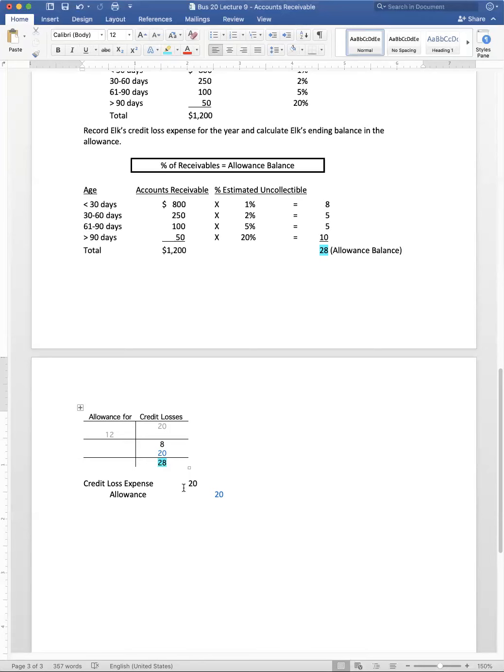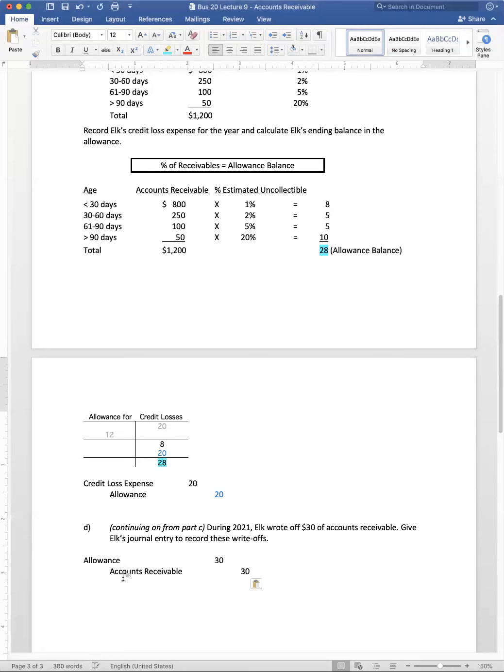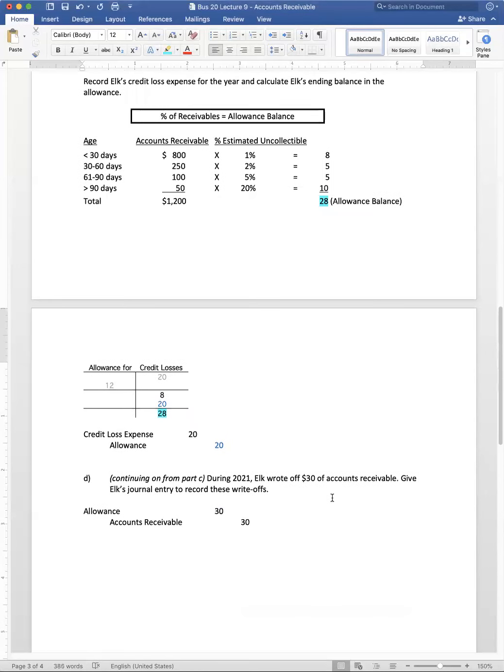So let's say company did this, what we saw in Part C. Now here in D, during 2021, Elk wrote off $30 of accounts receivable, and we're going to give the journal entry for those write-offs. All right, so what's the write-off again? The write-off is when we remove the receivables we can't collect. So we're going to decrease both the receivables and the allowance. So we're going to debit the allowance and credit accounts receivable, $30, right?